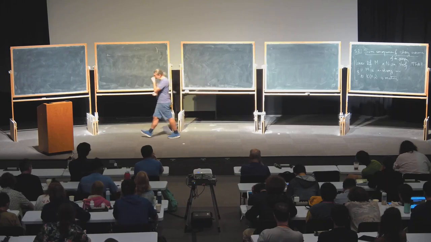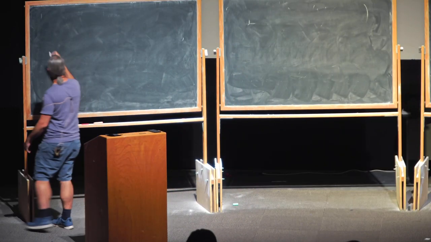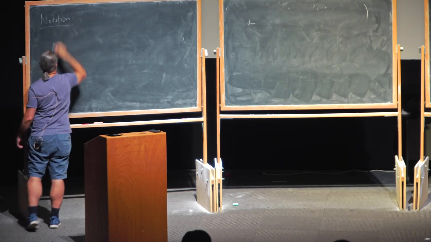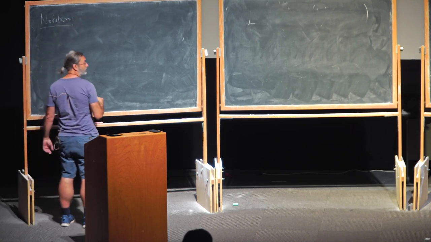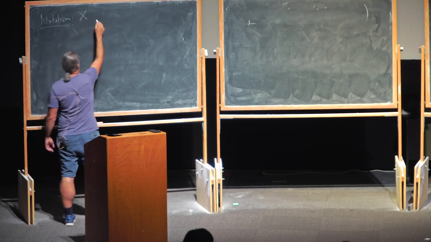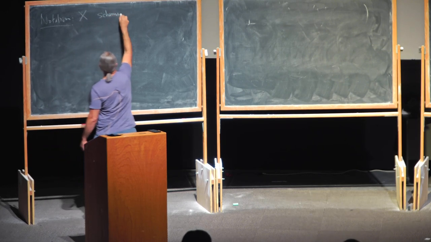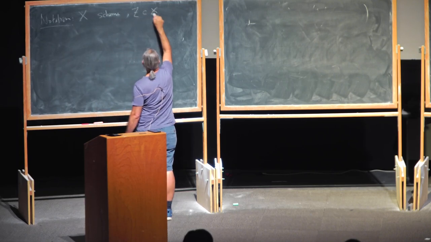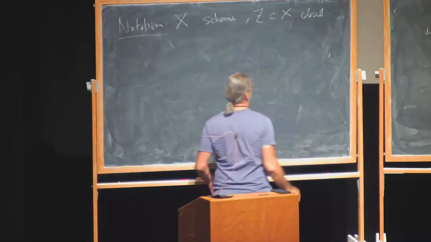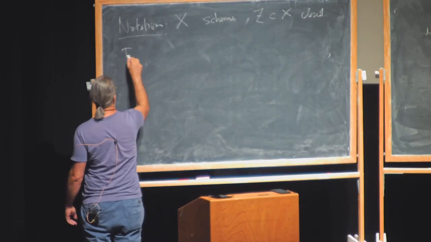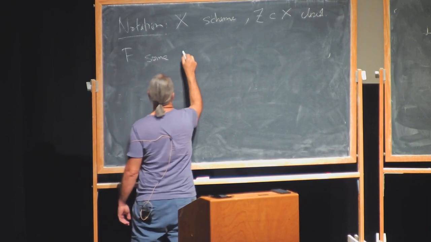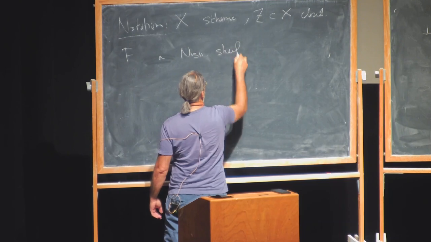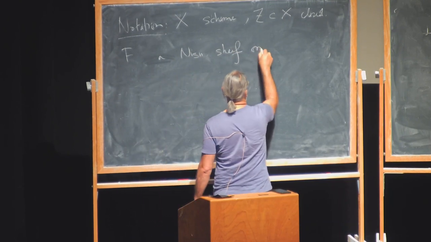So, here is some notation. Let's assume that we have some X, a nice scheme, Noetherian, or smooth if you want. Z inside X, a closed subscheme, and F some Nisnevich sheaf of abelian groups on, let's say, the étale site of X.